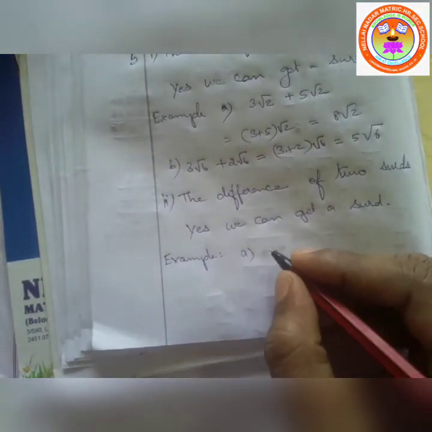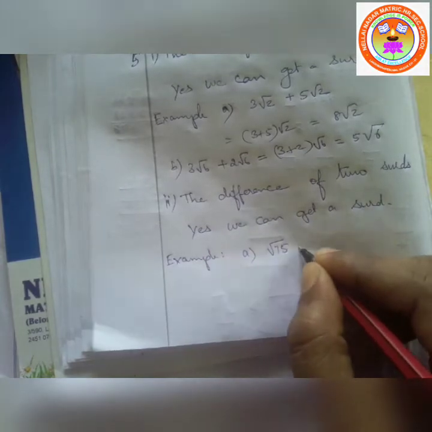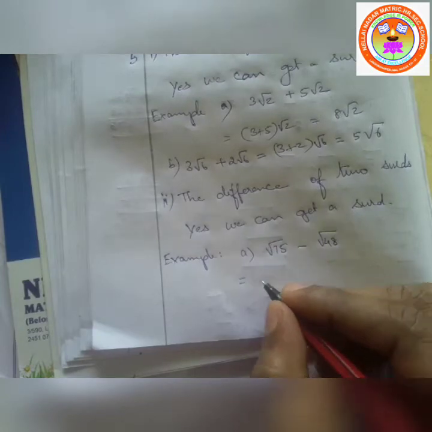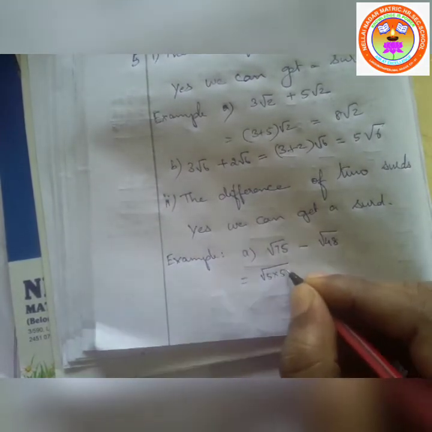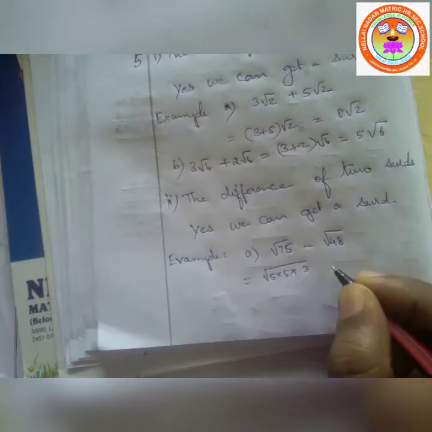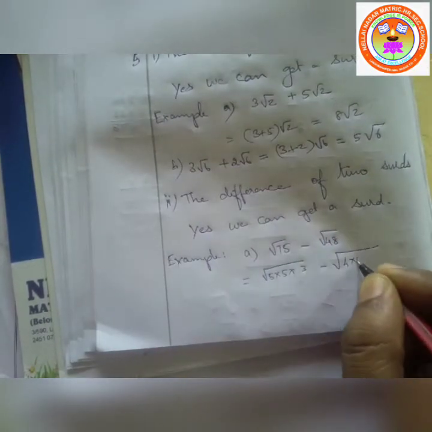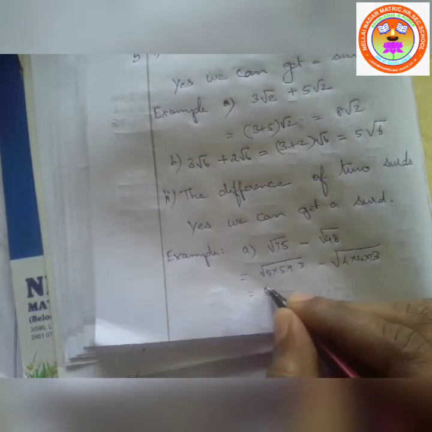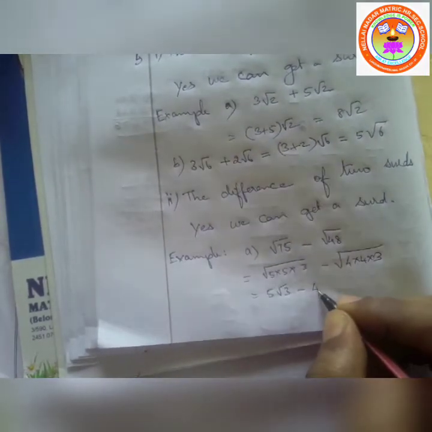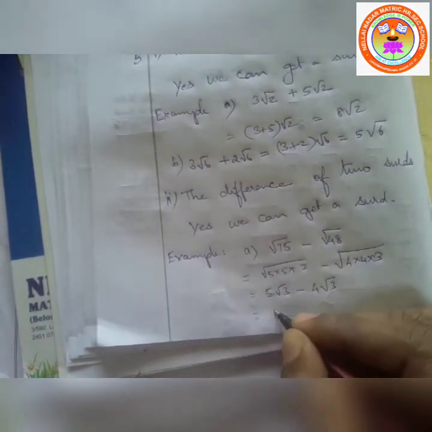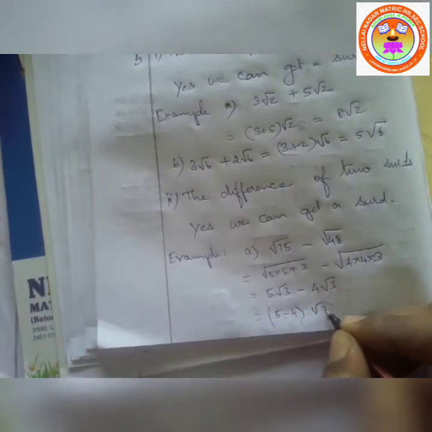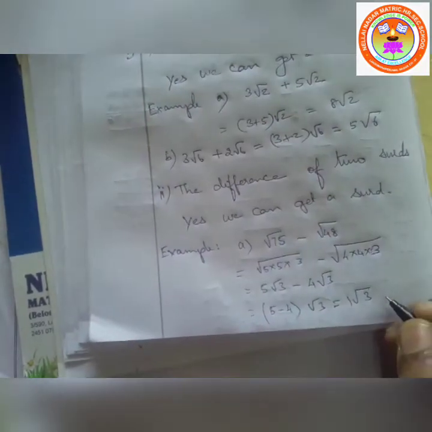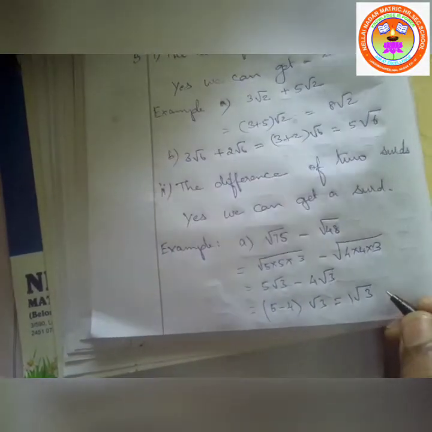A. Root 75 minus root 48. This root 75 we can write as root 5 into 5 into 3 minus root 4 into 4 into 3. So for two numbers we can take one number outside: 5 root 3 minus 4 root 3. Here (5 minus 4) root 3. So what is 5 minus 4? Which is equal to 1 root 3. You can also write it as root 3.